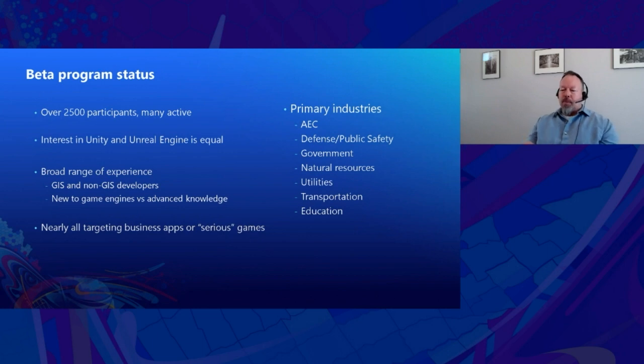So at this point, most participants in the beta program are targeting a business or an enterprise application, sometimes called a serious game. In that respect, we're seeing pervasive interest in the use of geospatial data in game engines across many industries. So this includes AEC, defense, government, natural resources, utilities, transportation, and education. So it's really exciting to see and hear about some of the great ideas and the opportunities in these sectors.